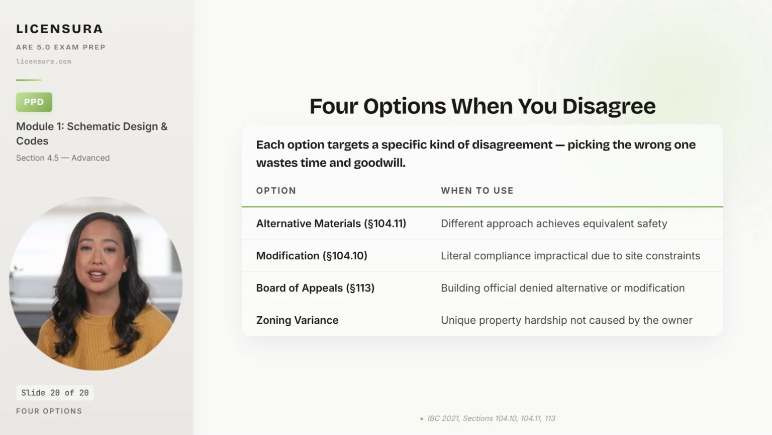Fourth, zoning variance, separate from the IBC process entirely, used when the zoning code itself imposes a constraint that cannot be met due to a unique property hardship not caused by the owner. Picking the wrong path is one of the most common professional missteps. Alternative materials is not the right tool for a zoning setback dispute, and a Board of Appeals cannot grant a zoning variance. Variances are the most misunderstood path, and the requirements are strict.